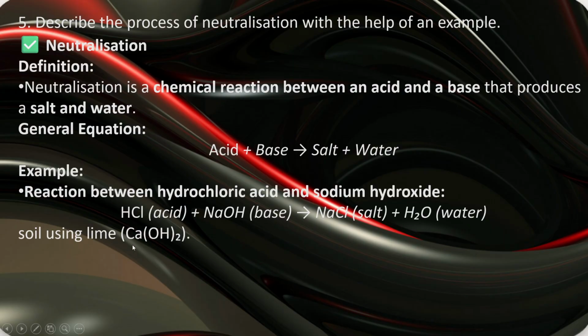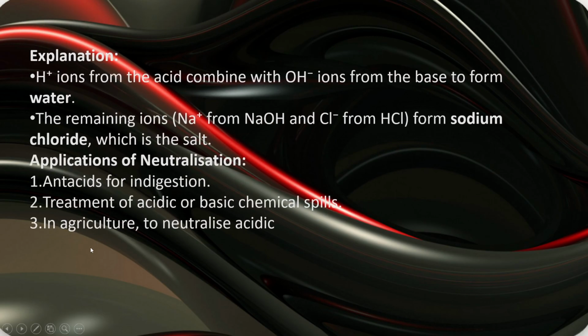Soil treatment using lime, Ca(OH)2. Explanation: H plus ions from the acid combine with OH minus ions from the base to form water. The remaining ions, Na plus from the NaOH and Cl minus from the HCl, form sodium chloride, which is salt.